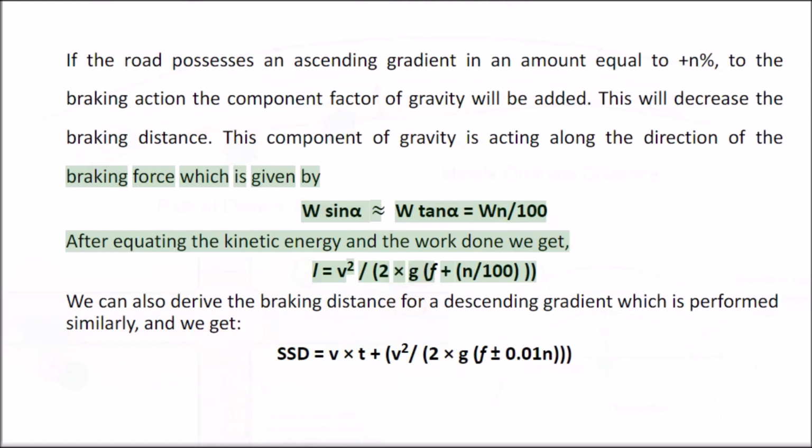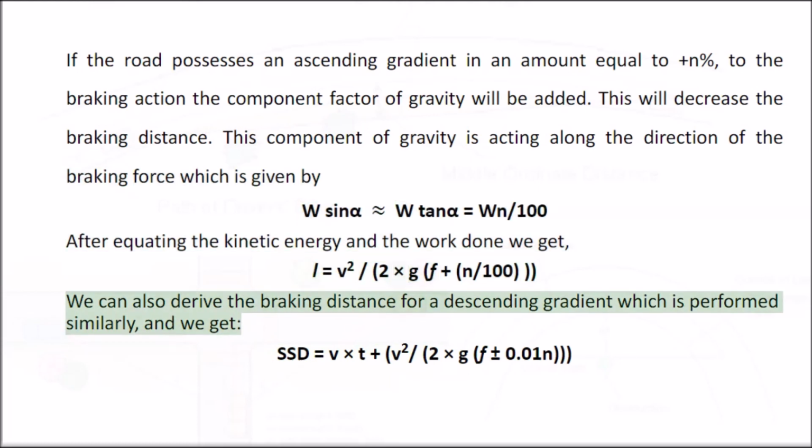n/100). We can also derive the braking distance for a descending gradient, which is performed similarly, and we get SSD equals V times T plus V²/2g times (F plus or minus 0.01n).